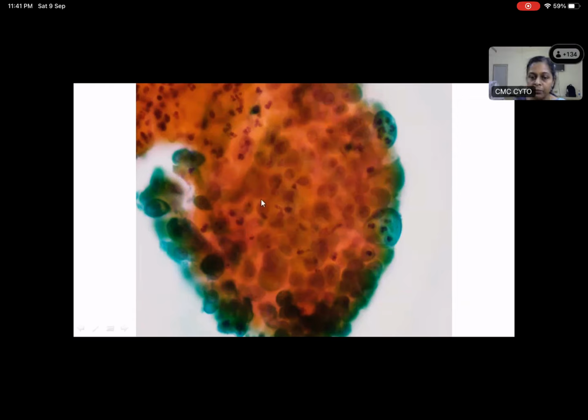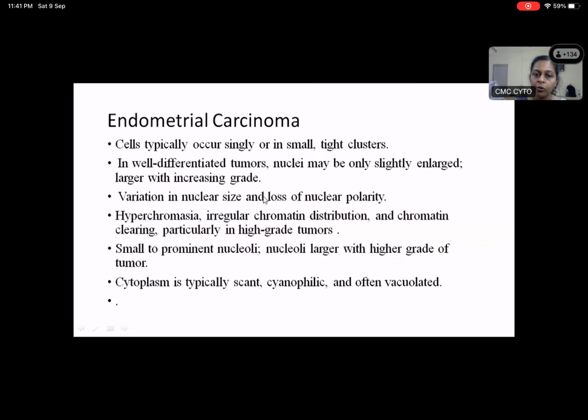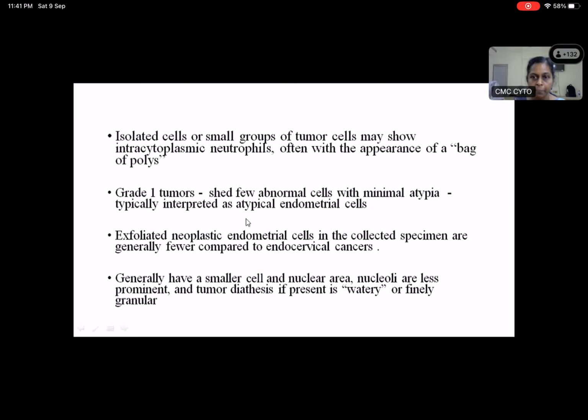So the diagnosis, I've said it already, Pratik. Do you agree with me? Yes, ma'am. So this is an endometrial adenocarcinoma. Cells occur singly or in small tight clusters. In well-differentiated tumors, nuclei may be slightly enlarged, and they get larger with increasing grade. Nuclear size variation, loss of polarity, hyperchromasia, irregular chromatin, chromatin clearing, particularly in high-grade tumors. Small to prominent nucleoli; like I said, nucleoli become larger with higher grade of tumor. Cytoplasm is scant, cyanophilic, often vacuolated. So the bag of polys appearance is often seen.